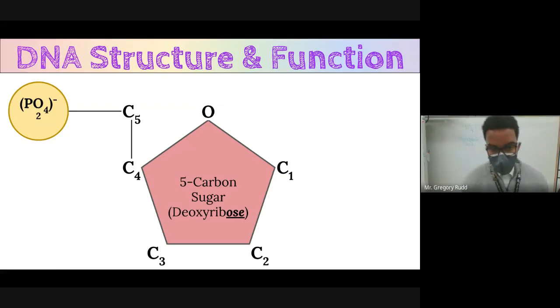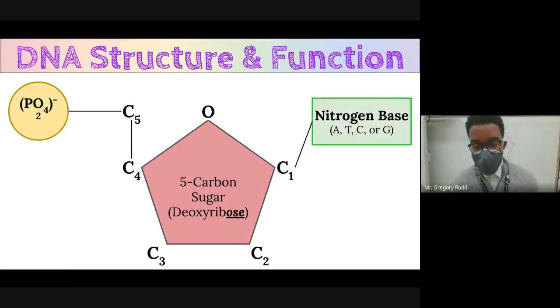The last thing is, of course, the nitrogen base. And the nitrogen base could be A, T, C, or G. Notice that the nitrogen bases are connected to the first carbon. So again, it's important that we can number these carbon atoms.